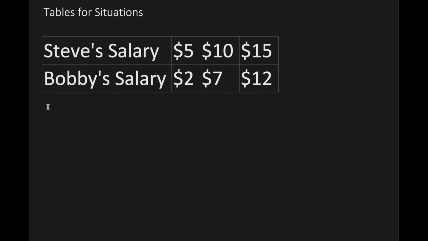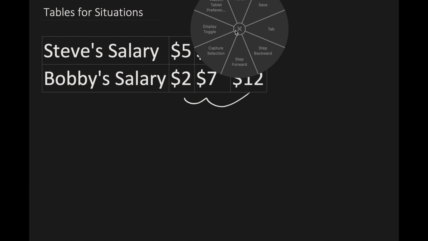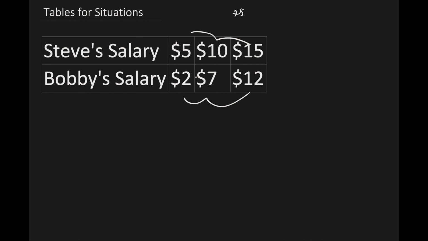Hey guys, so today let's talk about tables for situations. What this means is we're going to try and figure out the rule of the table. First and foremost, which way are we trying to figure this out? Are we going from left to right like we usually do, or up to down? If we were going left to right, the rule would be plus 5, in both sides. But is that it? No, because we're going up to down, so that's important to know.